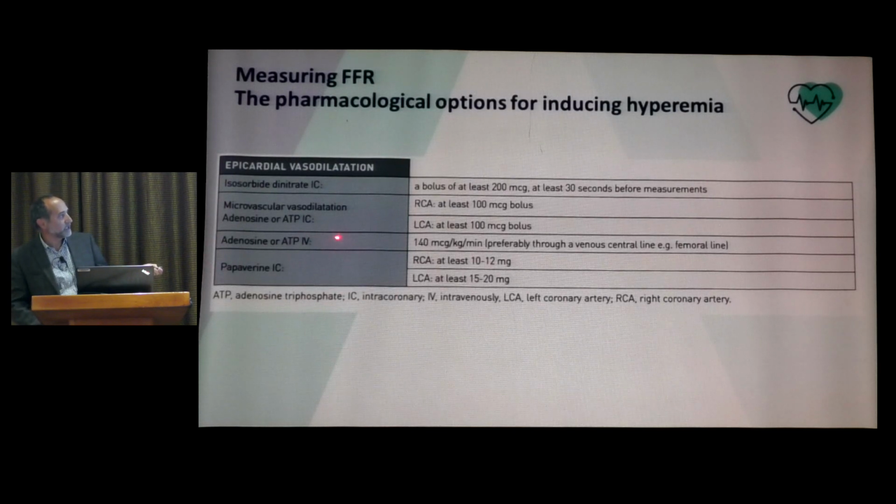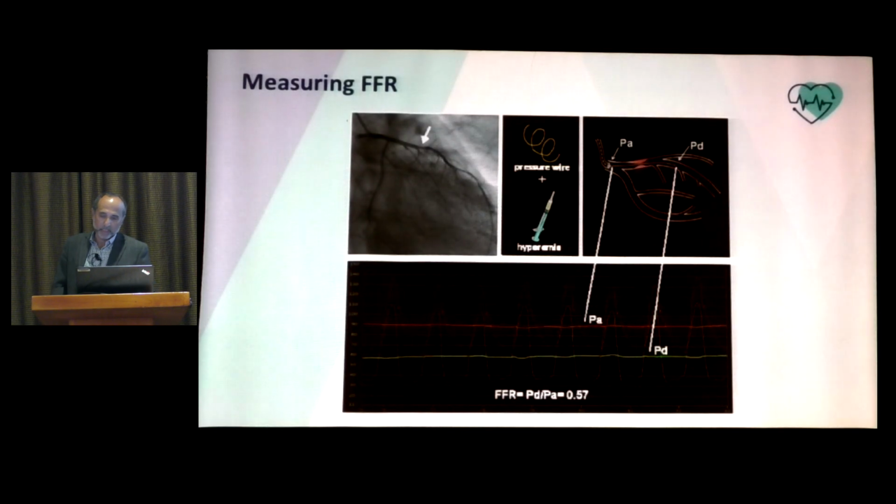So sometimes in certain cath labs, the adenosine is administered intracoronary, and you can do that. You can repeat the infusion for every coronary you need to assess. But adenosine is the classical way of inducing maximal hyperemia. You can use isosorbide dinitrate, you can use papaverine, and there are also other chemicals or medications that can be used to induce maximal hyperemia.